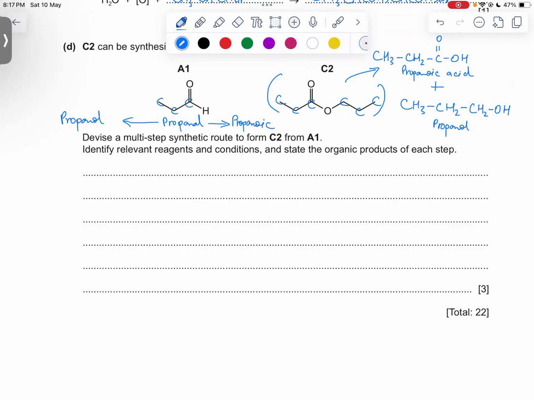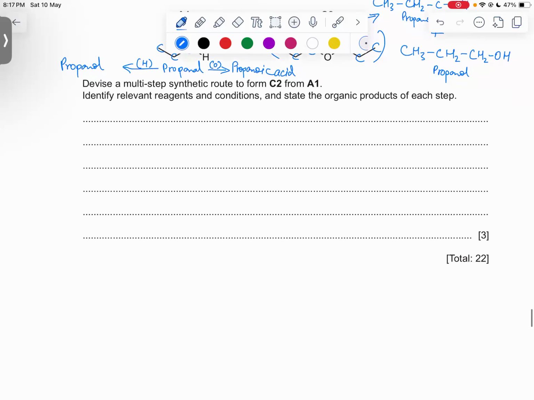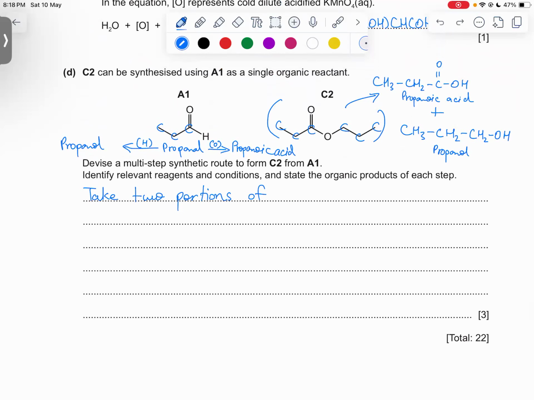We have to take two samples of A1. One we have to reduce, one we have to oxidize. So if we oxidize it, it becomes propanoic acid, and if we reduce it, it becomes propanol. All right. So we say take two portions of A1, and refer to it as A1, not propanal. A1, full stop.